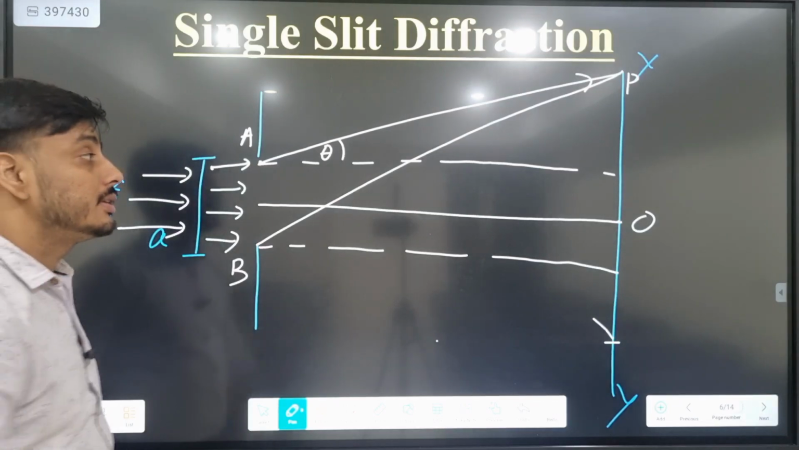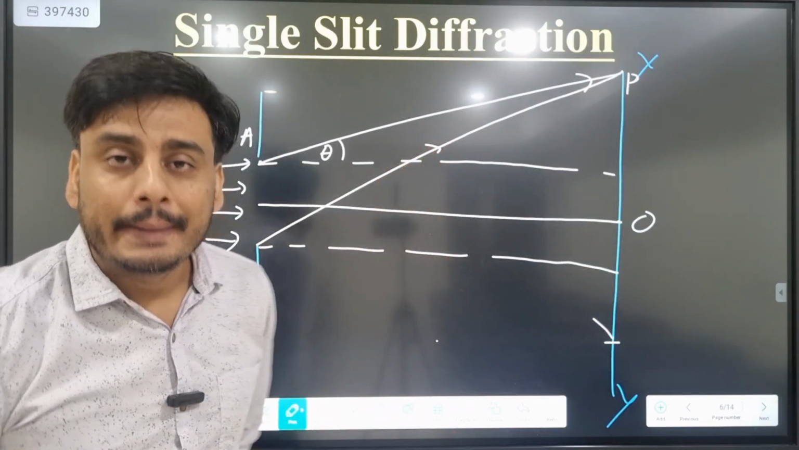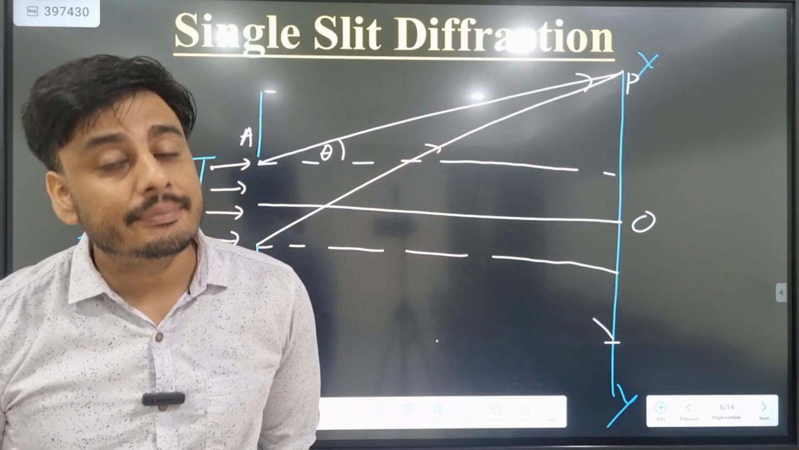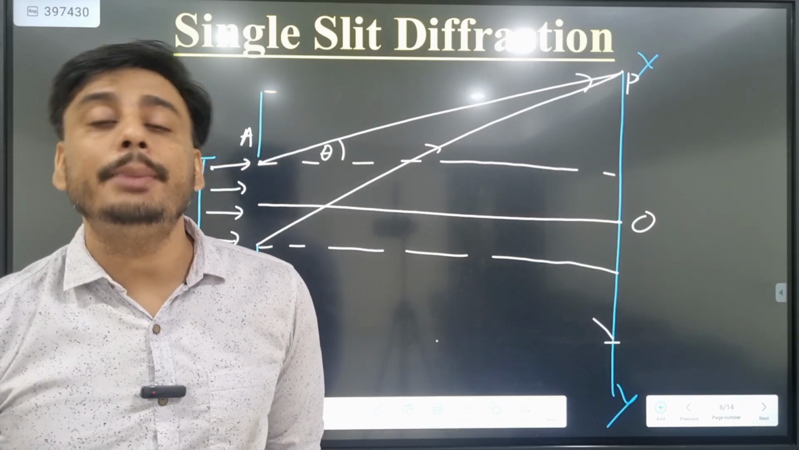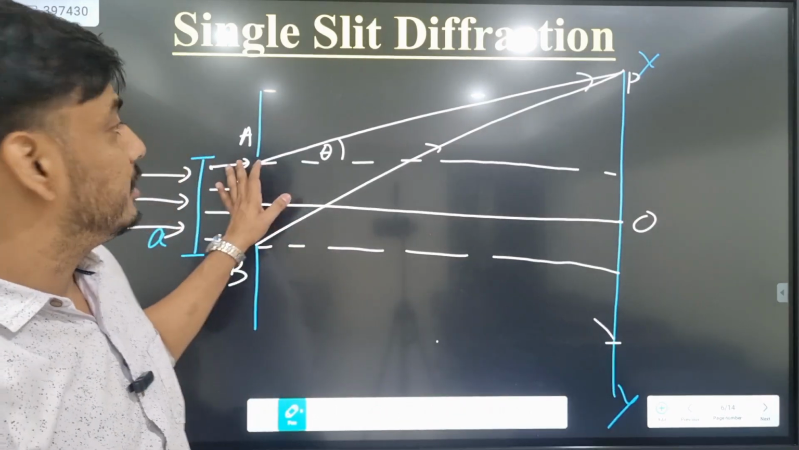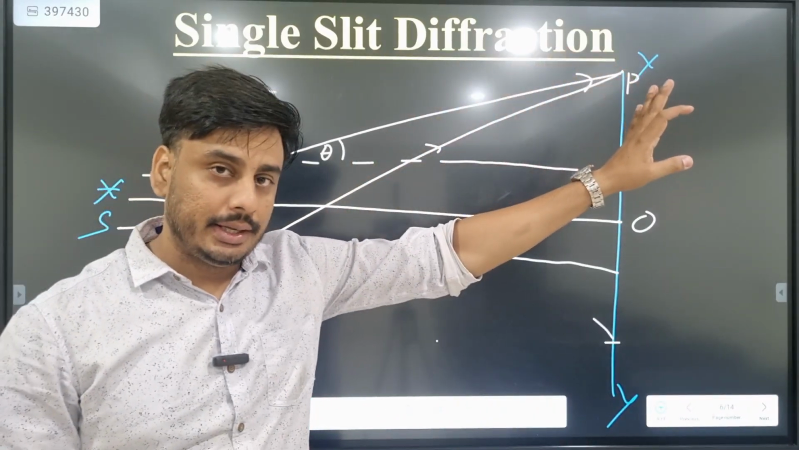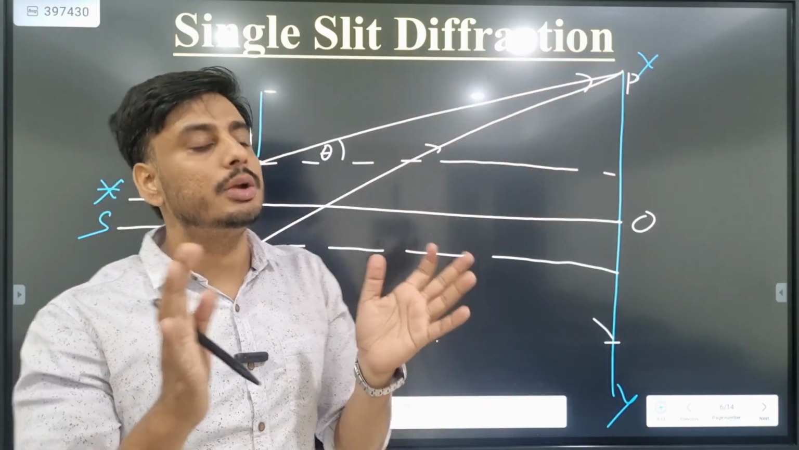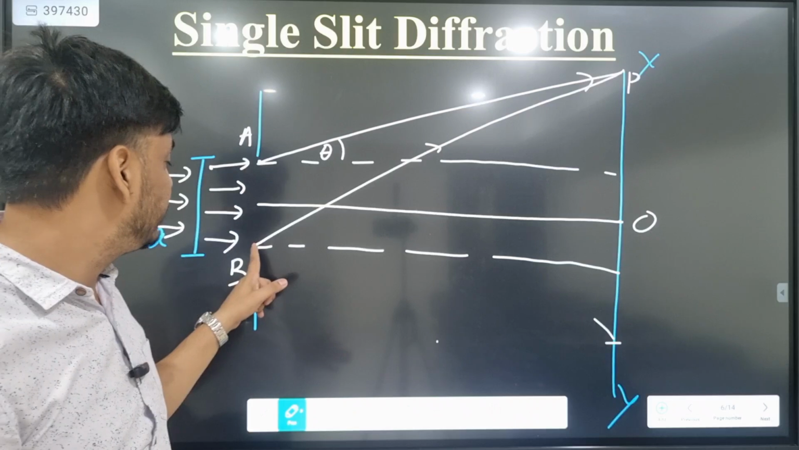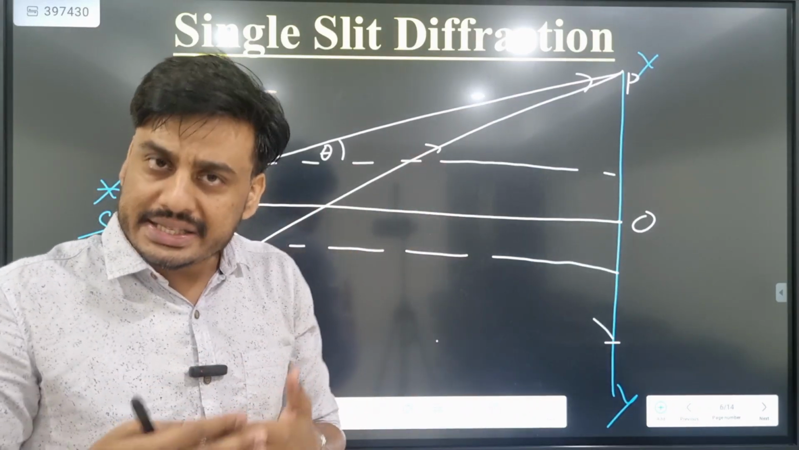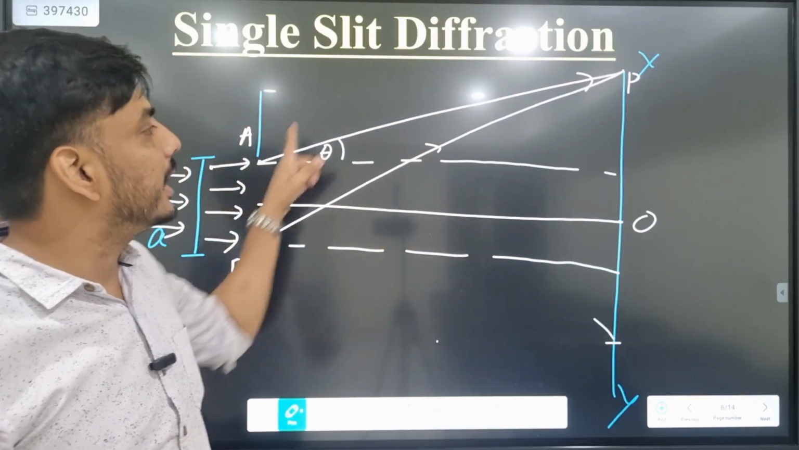So what is the path difference now? Path difference is the difference in the distance traveled by both the rays. A ray of light travels from A to point P, and a ray of light travels from B to point P, so there is a difference in path. From the figure you can see that when the ray travels from B to P, it travels more distance as compared to the ray from A to P.